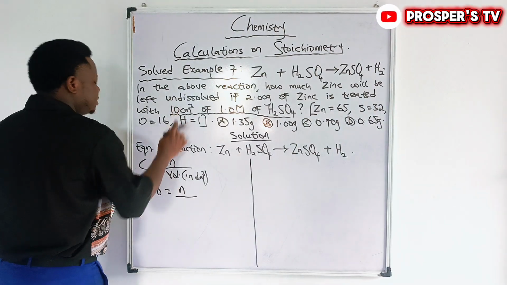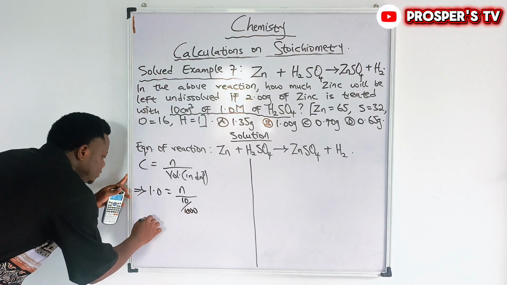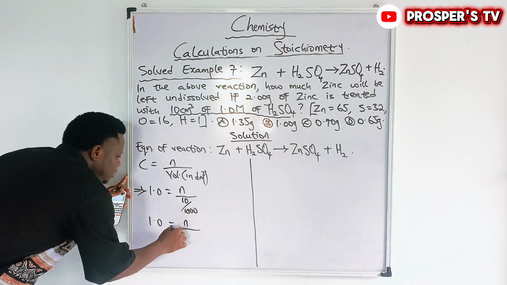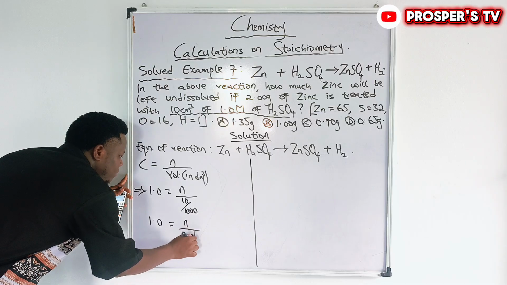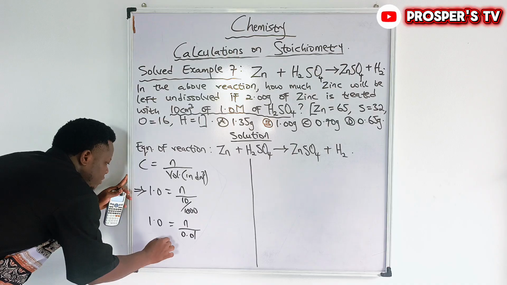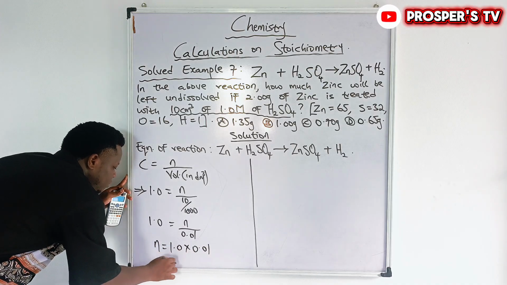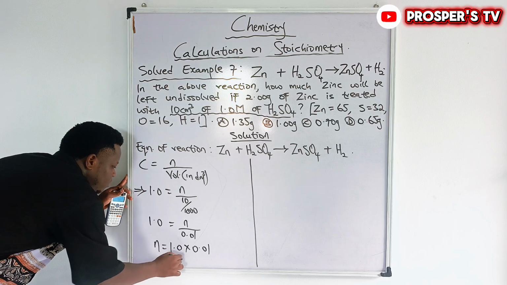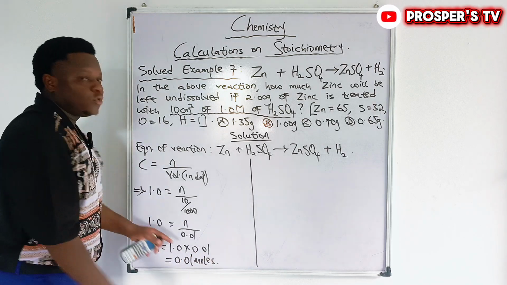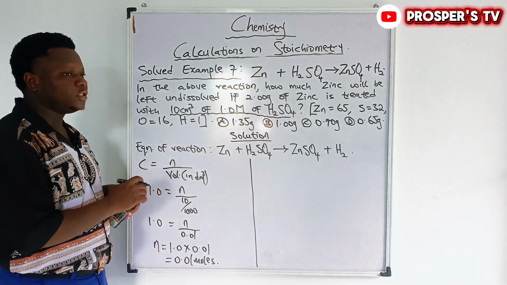So you simply substitute for H2SO4, the concentration was given to be 1.0 equal to N over, your volume in this case is 10 cm cube. So you say 10 divided by 1000. So you have 1.0 is equal to N over, that should give you 0.01. So if you multiply, N is going to be 1.0 times 0.01. So we have 0.01 moles. So you must get the moles of H2SO4 before you continue with your calculation now.